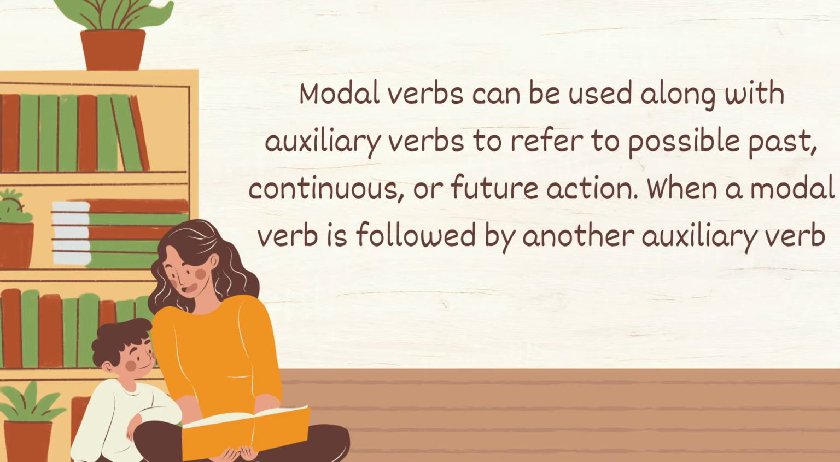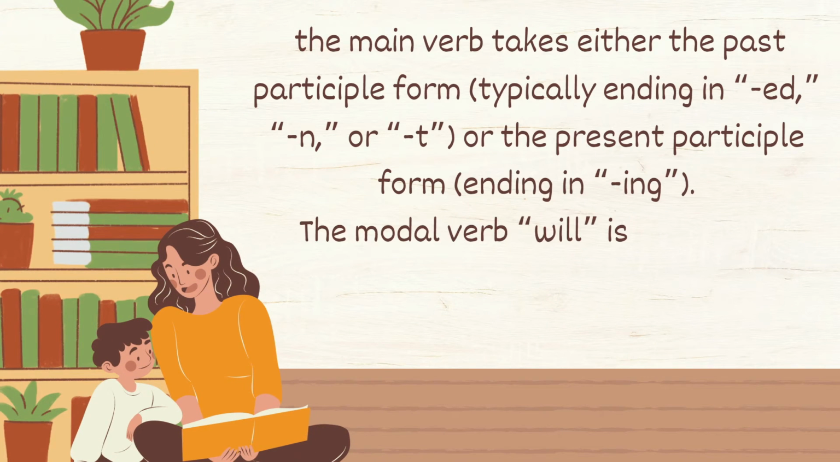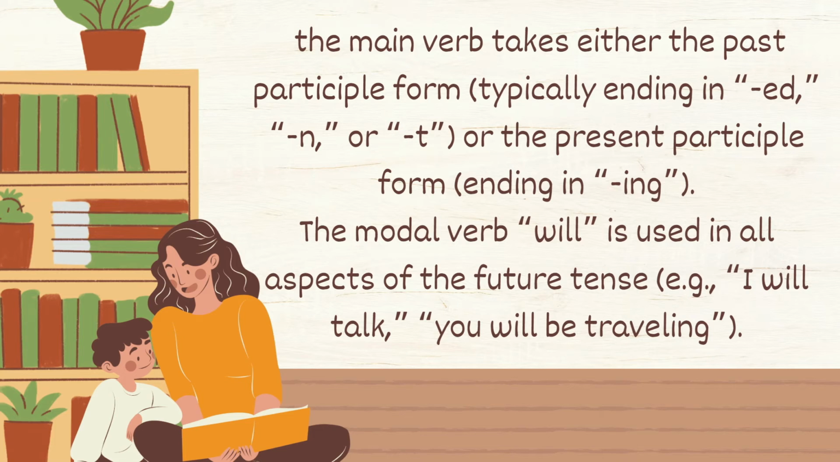Modal verbs can be used along with auxiliary verbs to refer to possible past, continuous, or future actions. When a modal verb is followed by another auxiliary verb, have or be, the main verb takes either the past participle form, typically ending in ed, n, or t, or the present participle form ending in ing. The modal verb will is used in all aspects of future tenses. I will talk. You will be traveling.